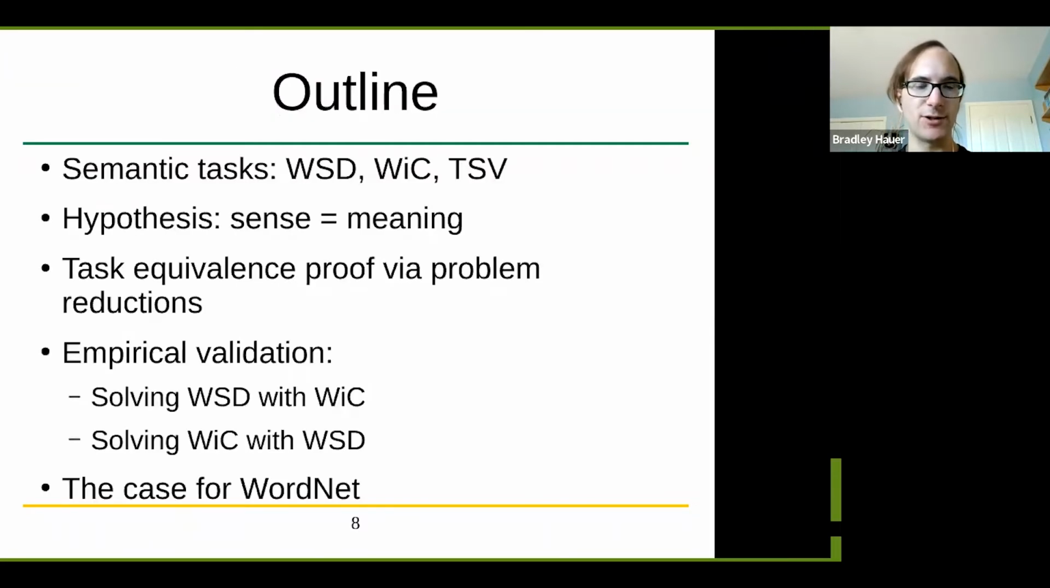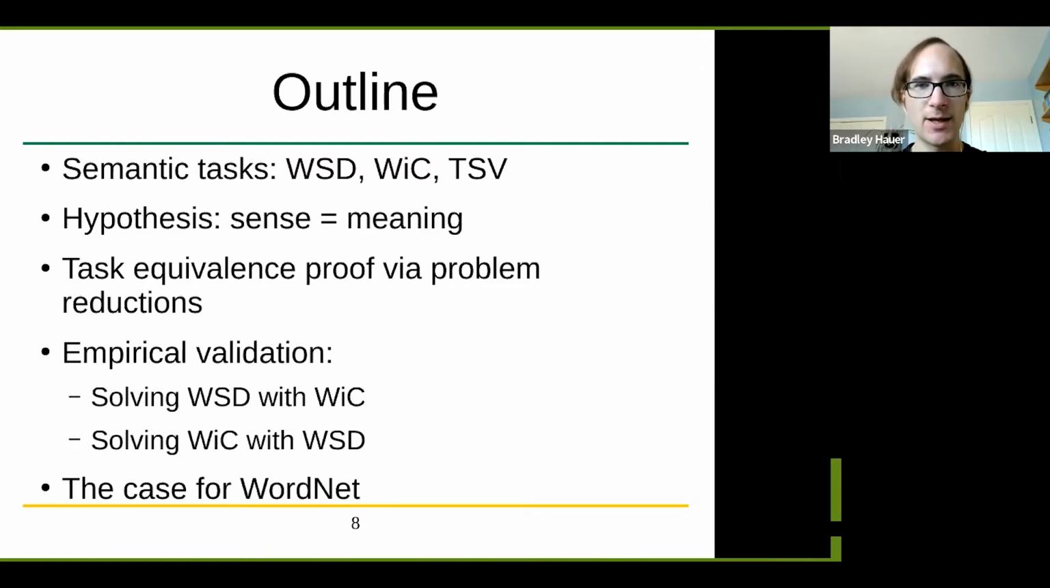So the outline for this section is that we're going to be talking about three tasks that are used to evaluate systems in lexical semantics: word sense disambiguation, or WSD, the word in context task, or WiC, and the target sense verification task, or TSV. The central hypothesis underlying our analysis of these tasks is that sense is equal to meaning. That is, all three of these tasks have some dependence on human judgments relating to sense or meaning.